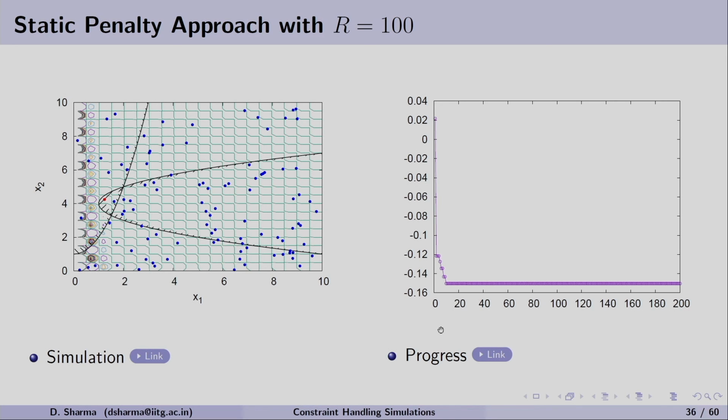Now, we will see the progress. Again, the x axis is the number of generations, and y is the best fitness. Since the r value was large, this is the change we can see: even before 20 generations, or close to 15 generations, the optimum was found by the static penalty approach with RGA.